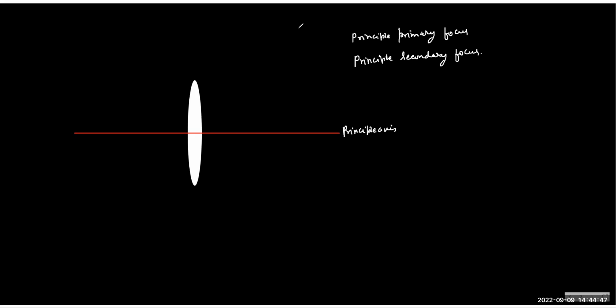Therefore, if a light ray is coming this way, and if the beam is parallel, it will converge on the other side. And the point at which it will converge is called the principal primary focus. And we denote it by the symbol F, capital F. This is the PPF.